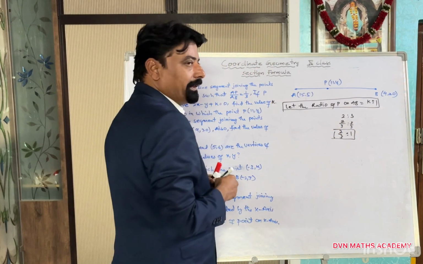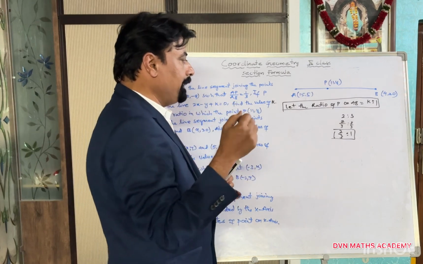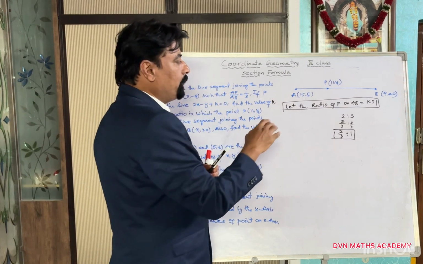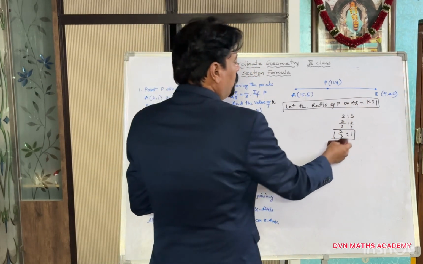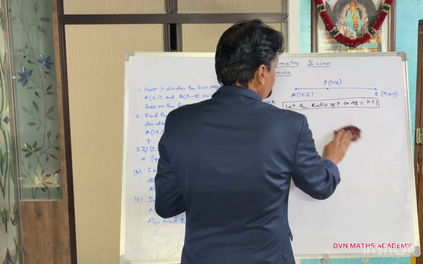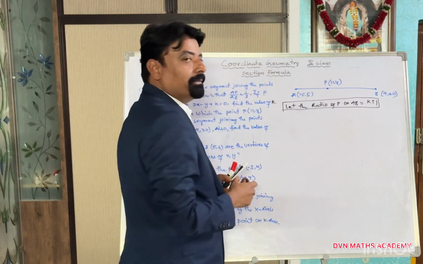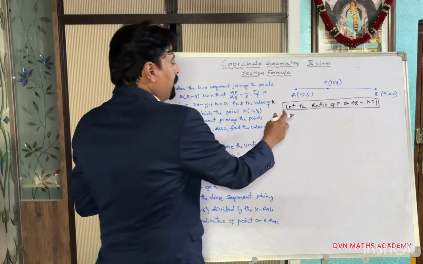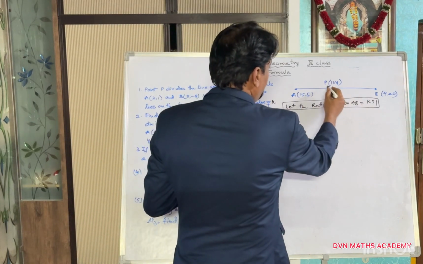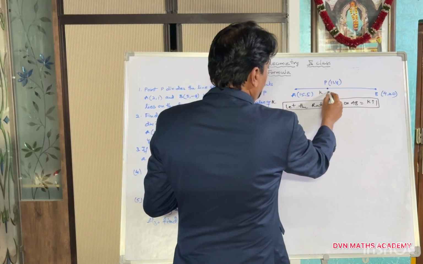So when you are asked to find a ratio, you want to take that ratio as K:1 or 1:k. This is a very important concept. If you take M and N, it is very complicated to find the ratio. So here, what I did: let the ratio of P on AB be K:1.